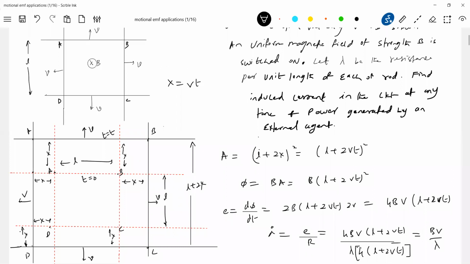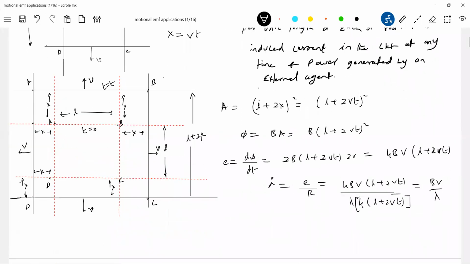So now what is being asked? Find the induced current in the circuit at any time t. After that, the power generated by the external agent. We should supply power for all 4 rods, no? So we'll calculate the power generated on any one rod. Then this one. So what is the power? Write the equation. So what is the force you should apply? External force on any one rod. Let me calculate.